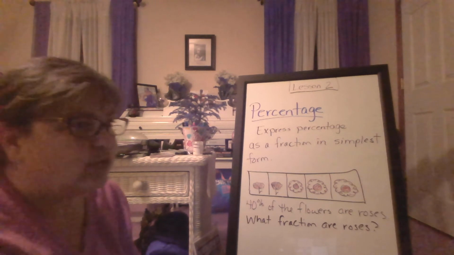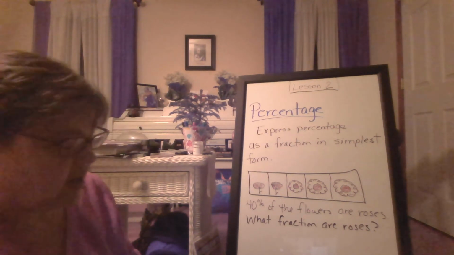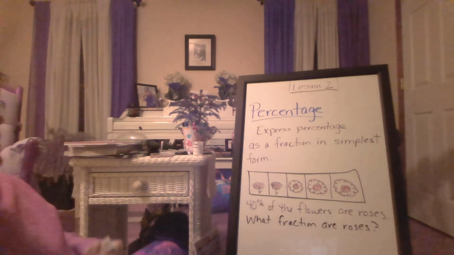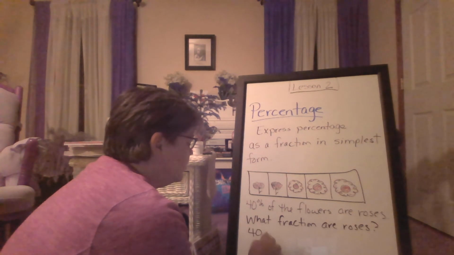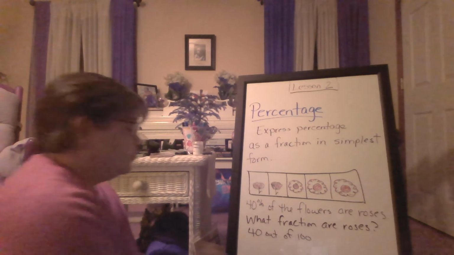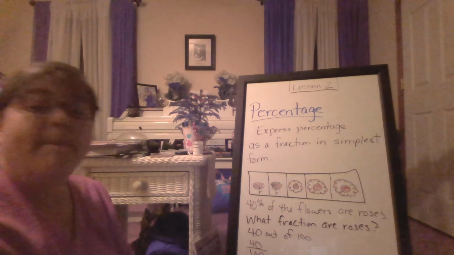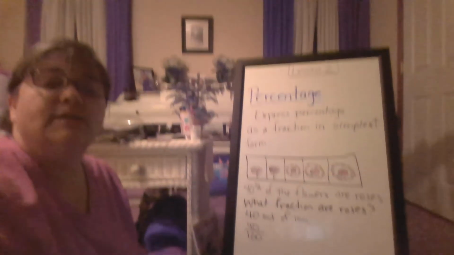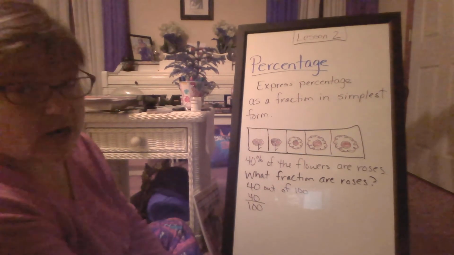Now, how do I write 40% as a fraction? We talked about this the last time we were together. 40%, 40 out of 100, would be written as 40 over 100. There's our fraction. All right, so 40 over 100 is our fraction.